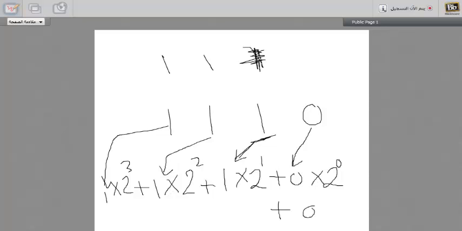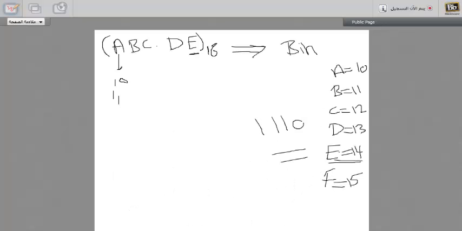Plus, 2 to the power of 1 is 2, times 1 is 2, plus 2 to the power of 2 is 4, times 1 is 4, plus 2 to the power of 3 is 8, times 1 is 8, so 8 plus 4 plus 2 equals 14, sorry, equals 14. So if we go back, this is how we solve the 14, so 0, 1, 1, 1, that's correct.